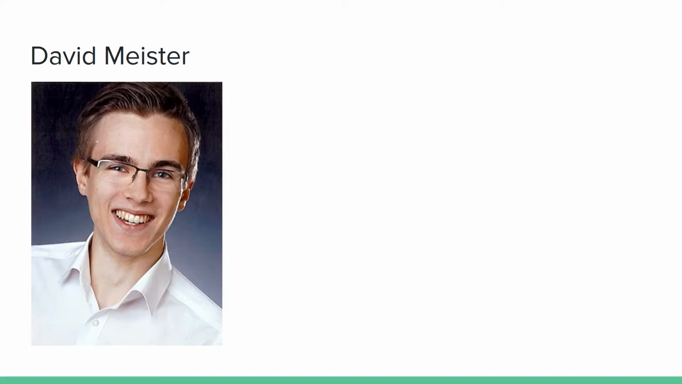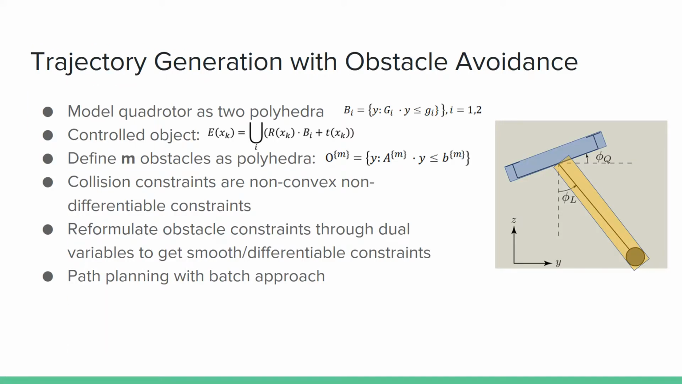Hi, I'm David. I'm going to talk about the obstacle avoidance trajectory generation we used. So we modeled our quadrotor as two polyhedra, which you can see on the right side in the picture. The yellow polyhedron for the load and the cable, and the blue polyhedron encircling the quadcopter. So our control object is the union of those two polyhedra, and we're introducing M obstacles also as polyhedra, denoting them as O.